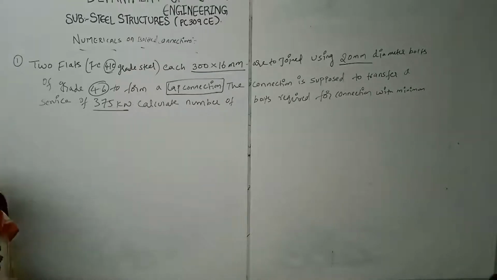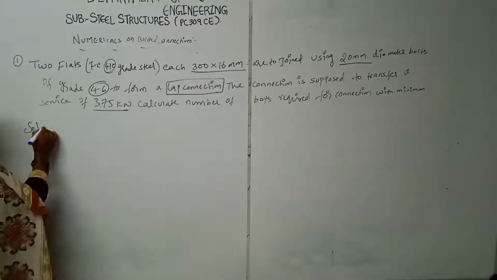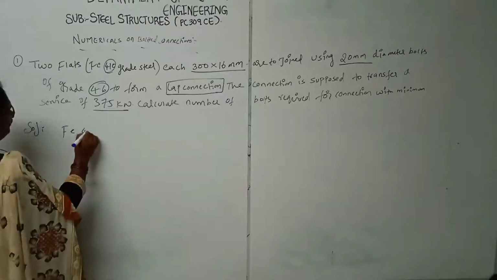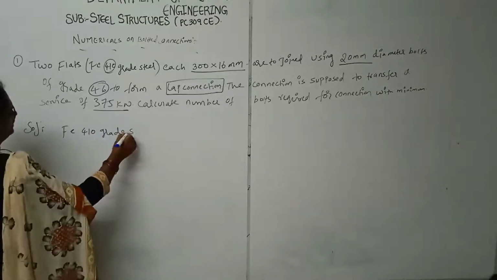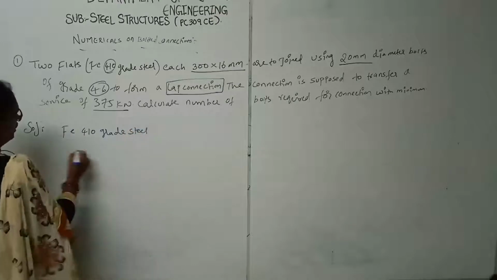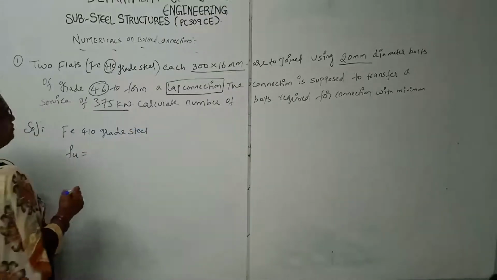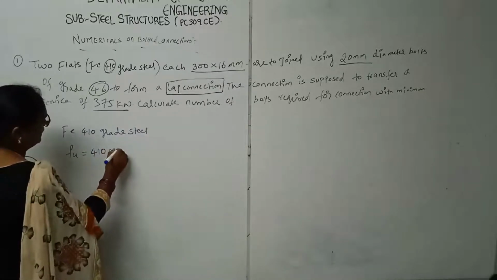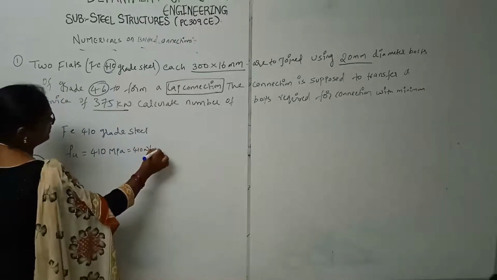So we'll start. Right here he has given Fe410 grade steel, so automatically the ultimate tensile strength of the steel plate Fu will be 410 MPa, that is equal to 410 Newton per mm square.